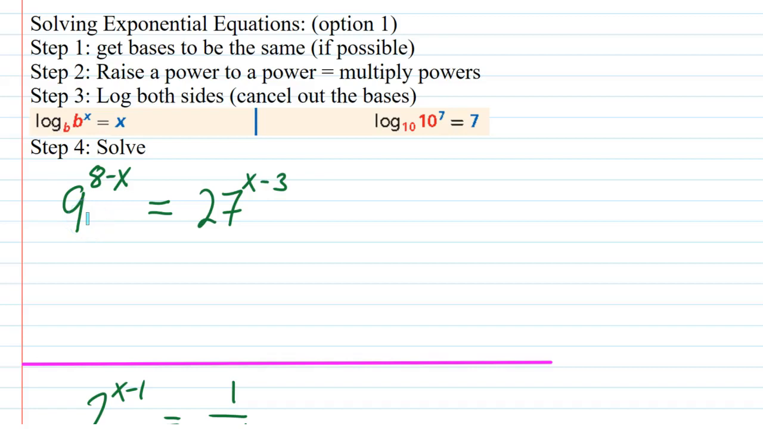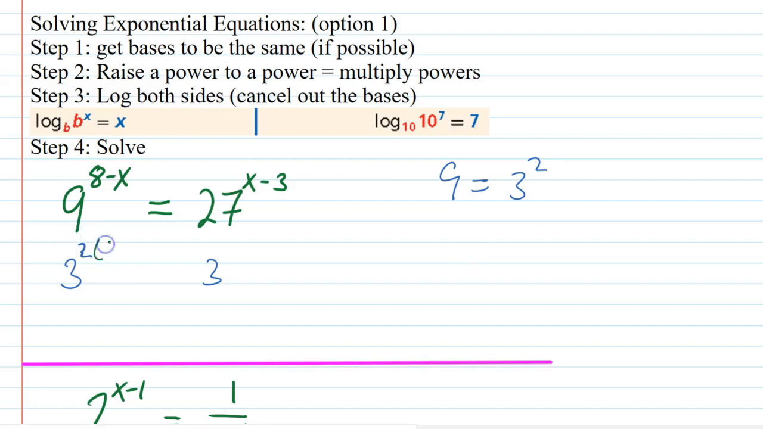These are the steps for the first option. First, we get the bases to be the same if possible. So you can see in the example here, I have two different bases, one that's 9 and one that's 27. If we want to get those to be the same base, we put a 3 as the base. Well, what does 9 equal? 9 is equal to 3 squared. So 3 is my base, and 3 squared was the original 9.